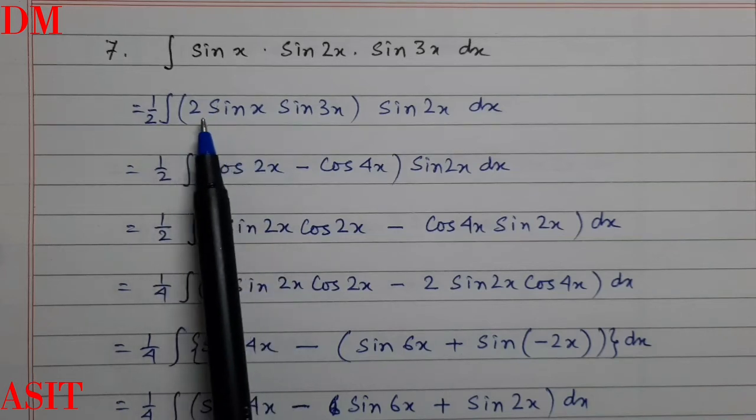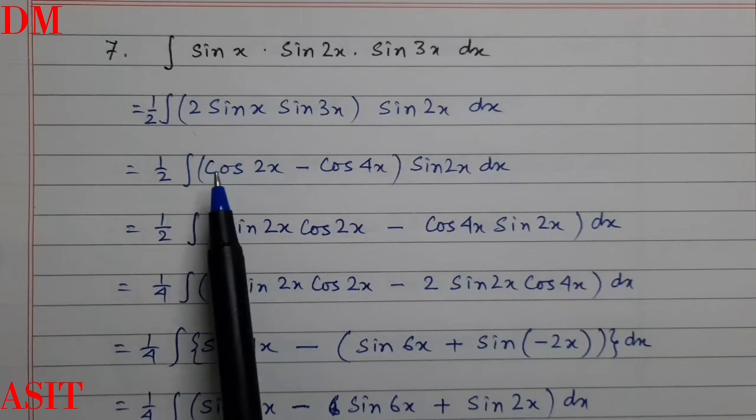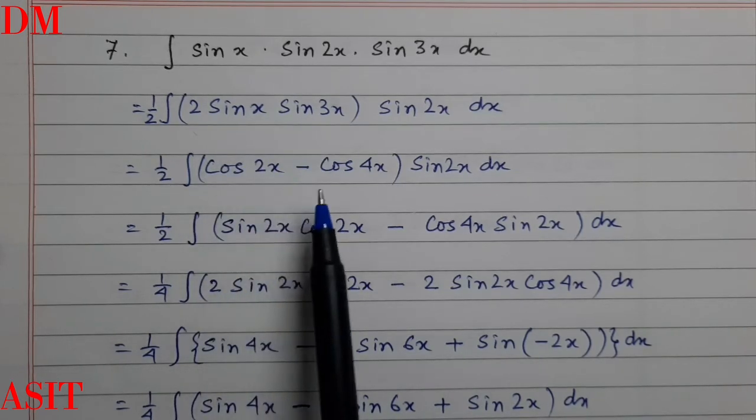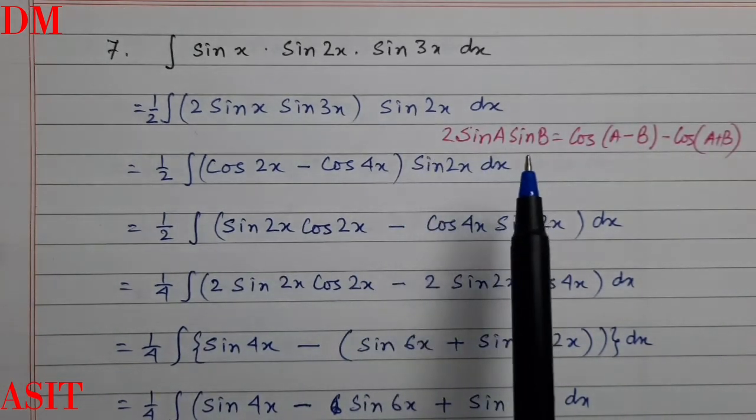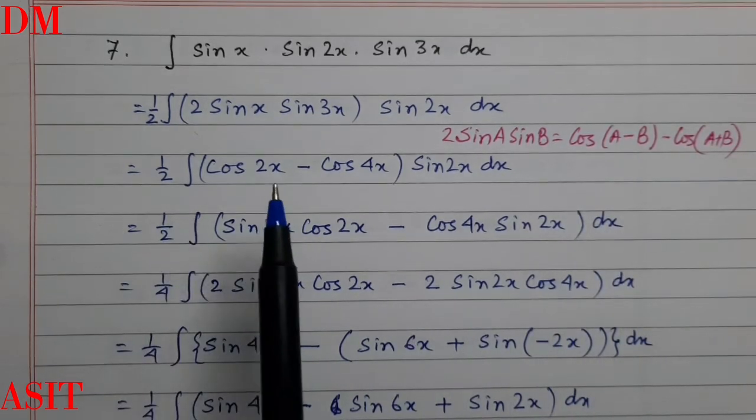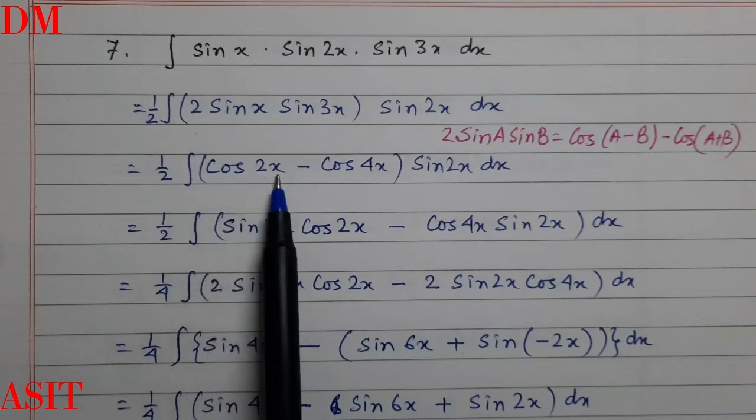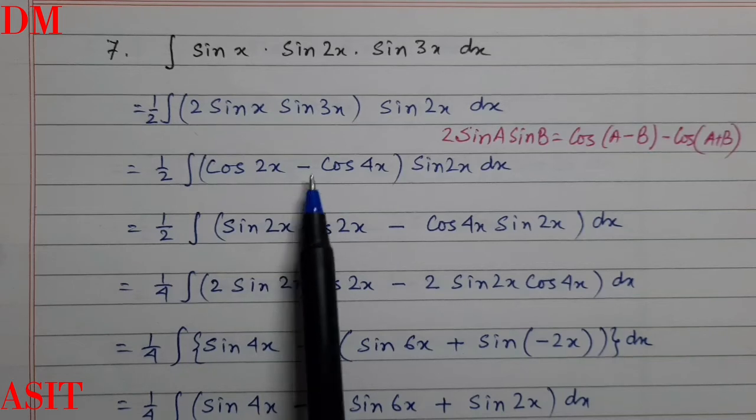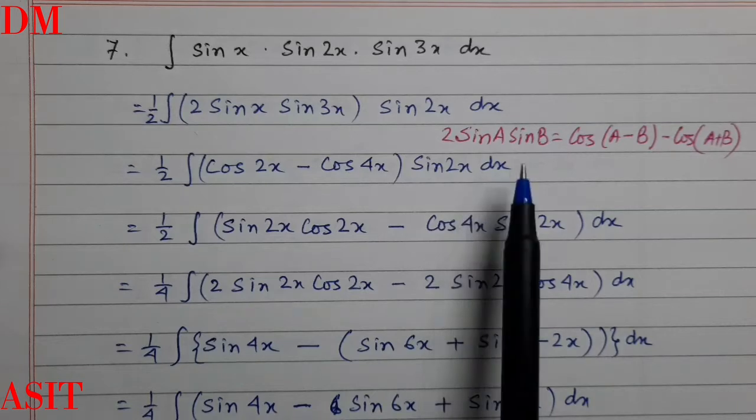Now if we apply the formula 2 sine a sine b, it will be cos of a minus b minus cos of a plus b. Let me write the formula. So this is 2 sine a sine b equals cos a minus b minus cos a plus b. Now we applied the formula here. So half cos a minus b is x minus 3x. Now it will be cos of minus 2x. Now since cos can absorb the negative sign, it will be cos 2x only minus cos x plus 3x, cos 4x, into sin 2x dx.